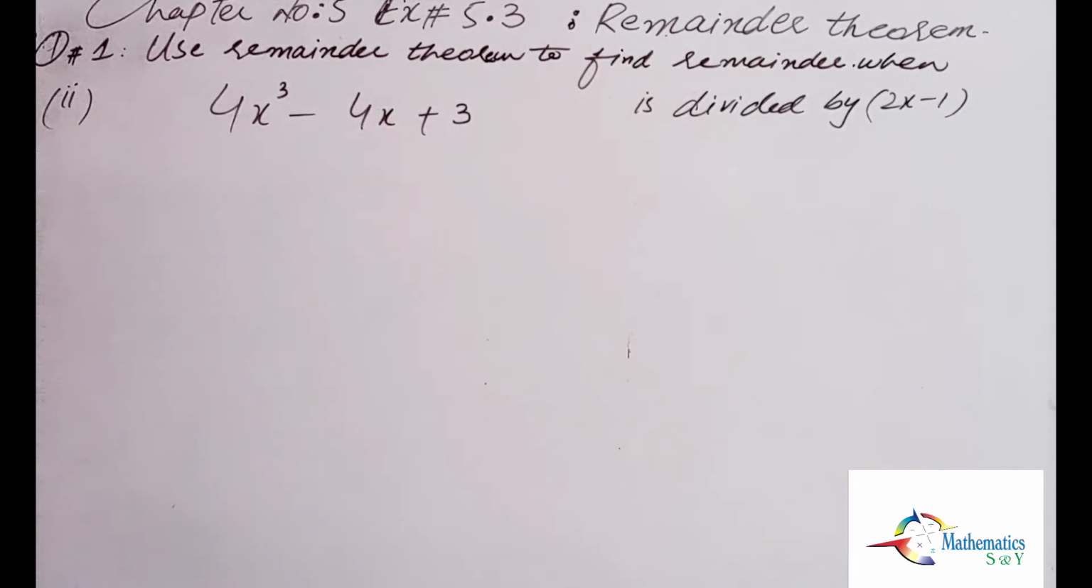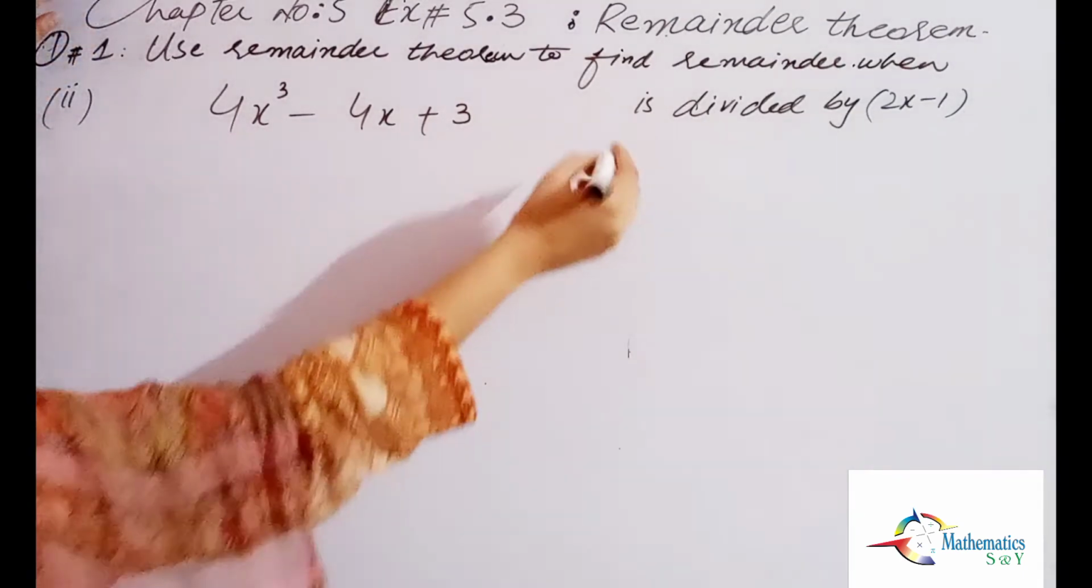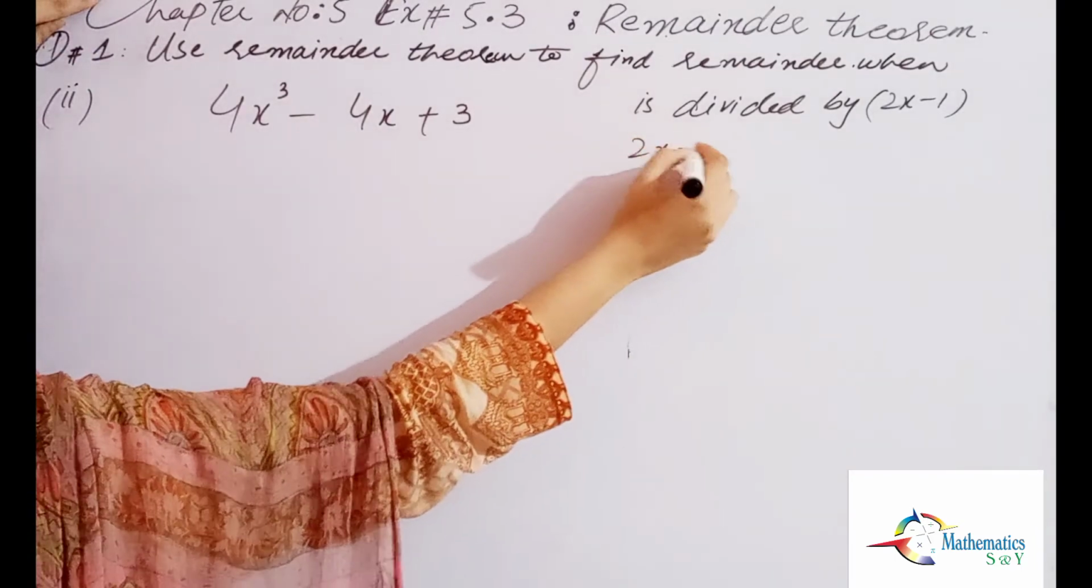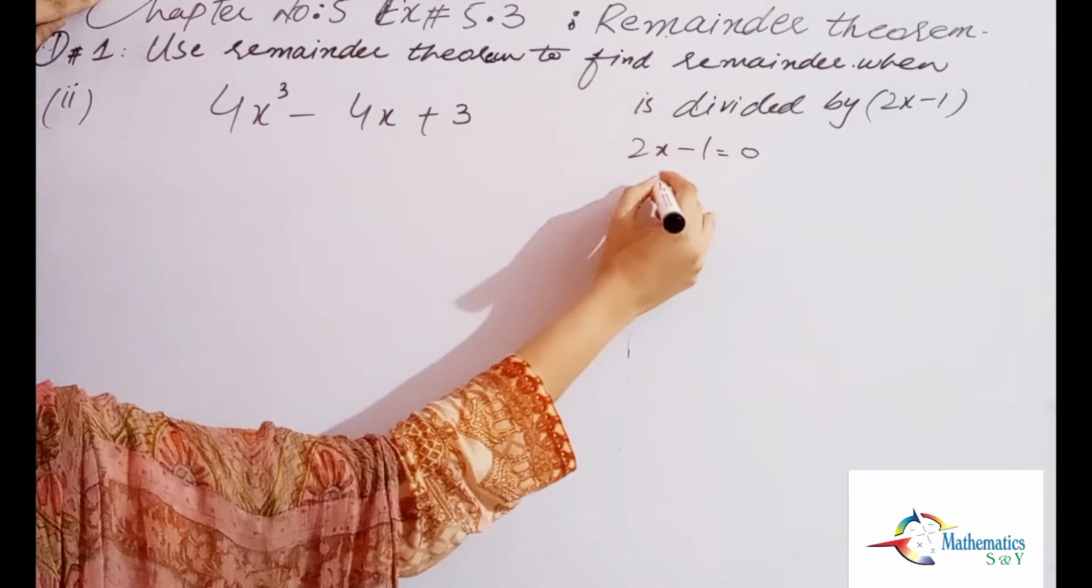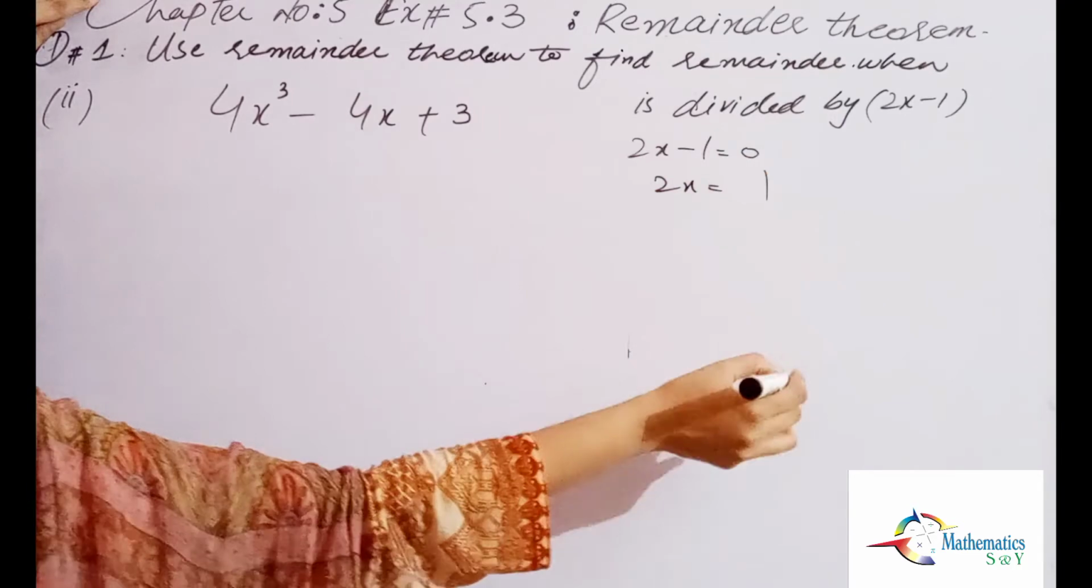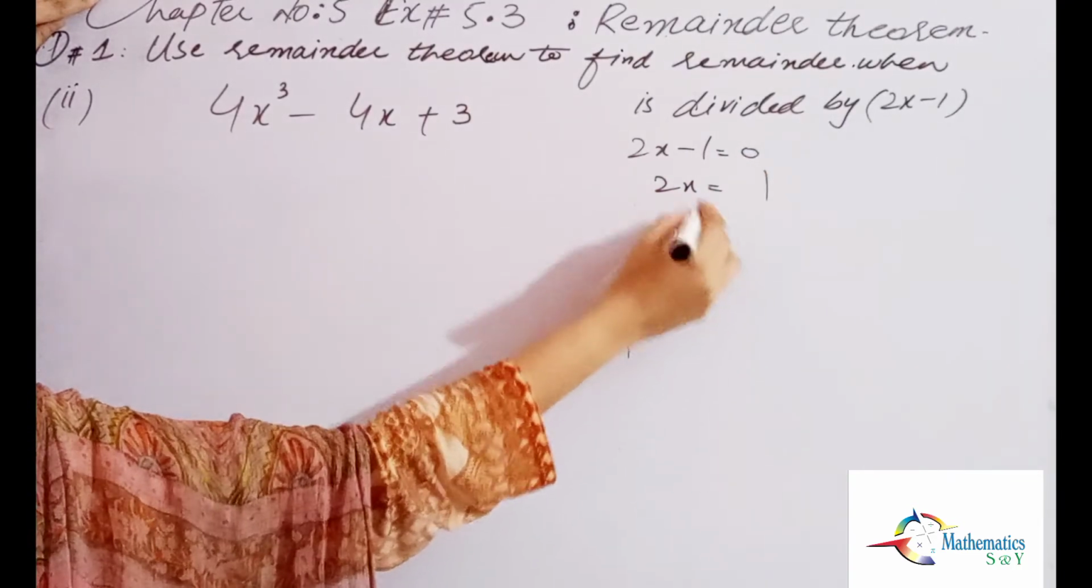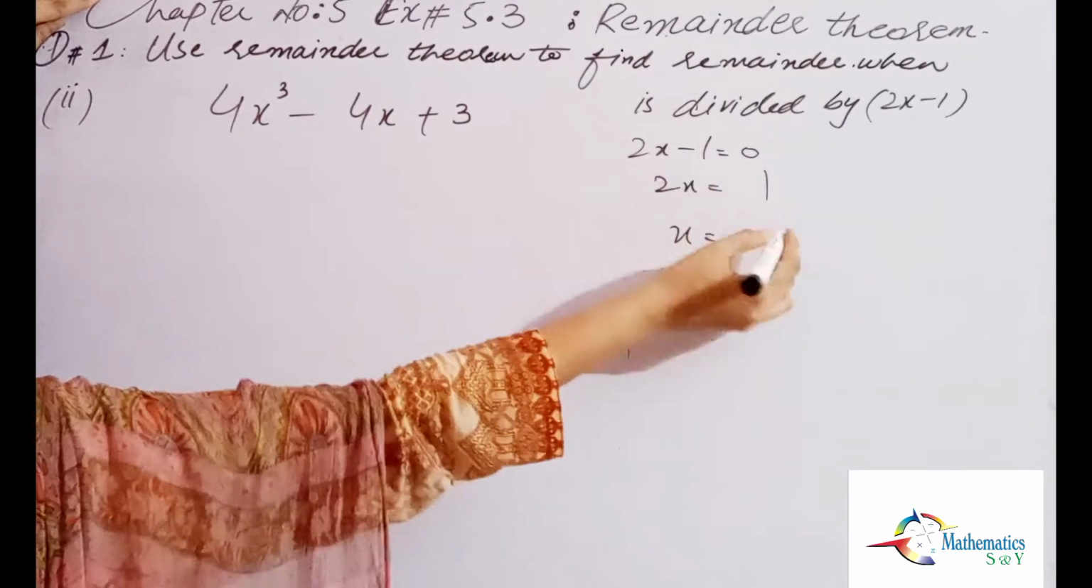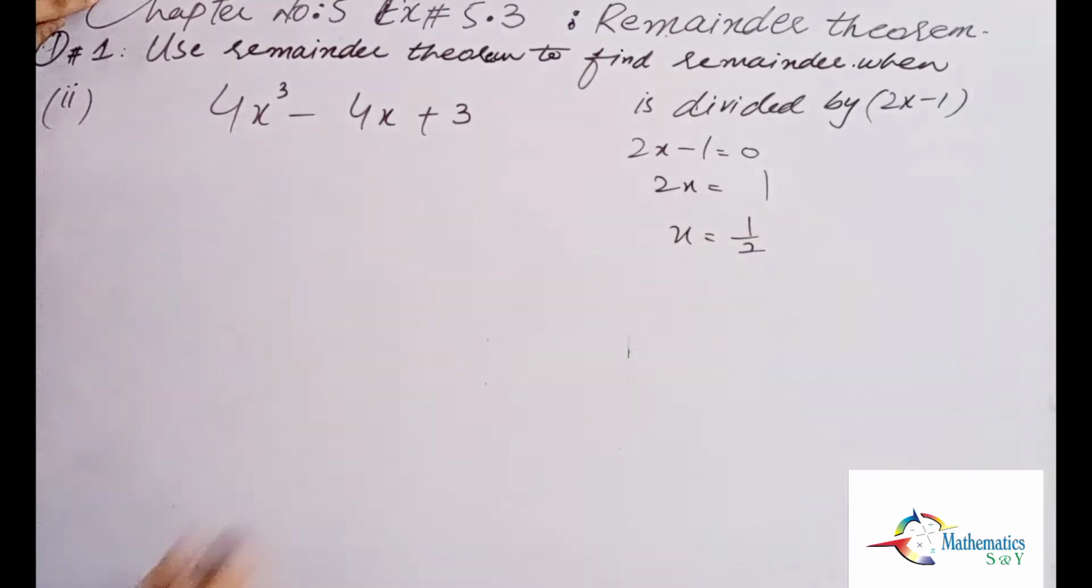Yes guys, here you can see part 2. Again the polynomial involves x and this is divided by 2x minus 1. In the same way, first we will find the value of x from here. 2x minus 1, on the other side is plus 1. 2x is 1 and 2 is divided on the other side. So the value of x is here 1 by 2.